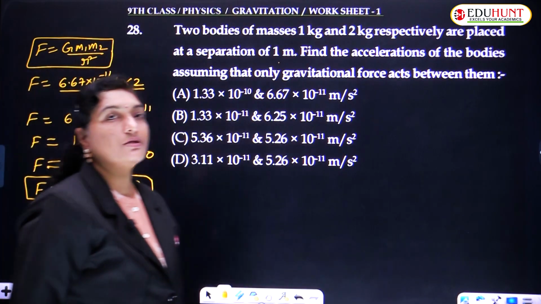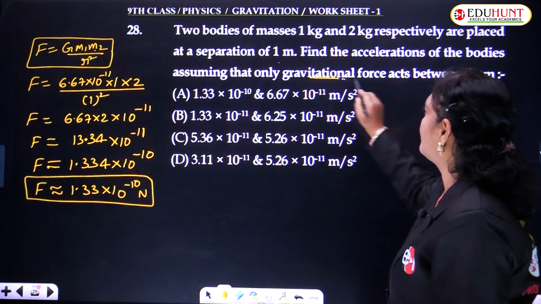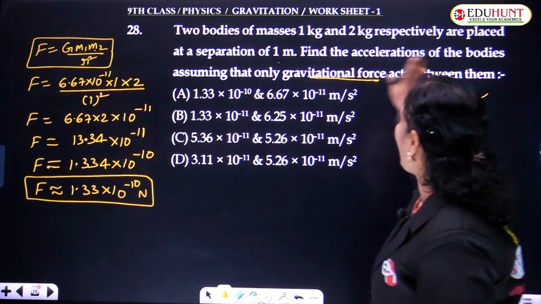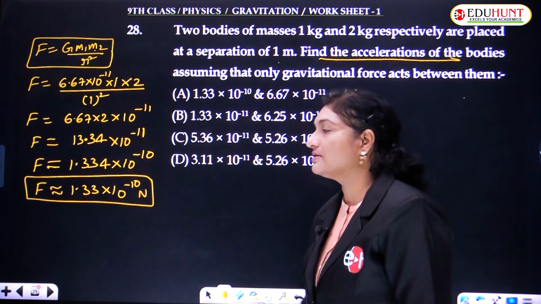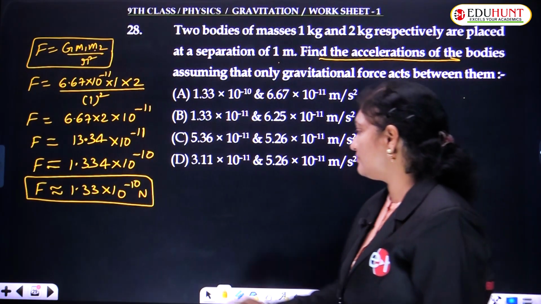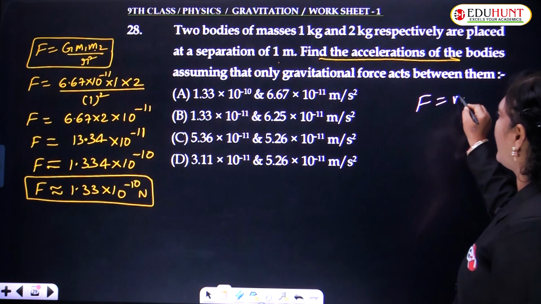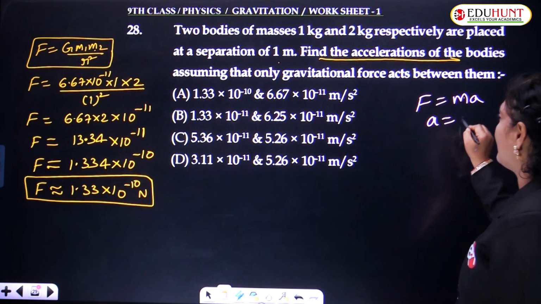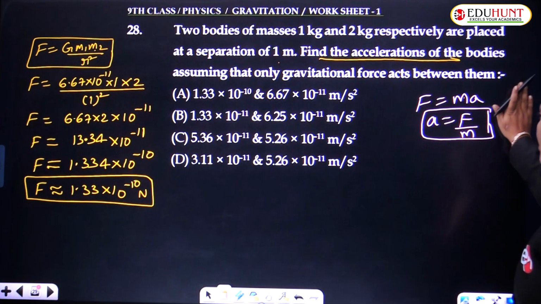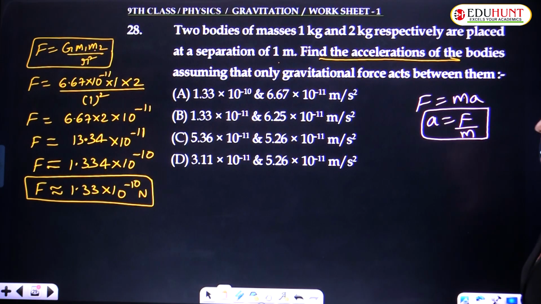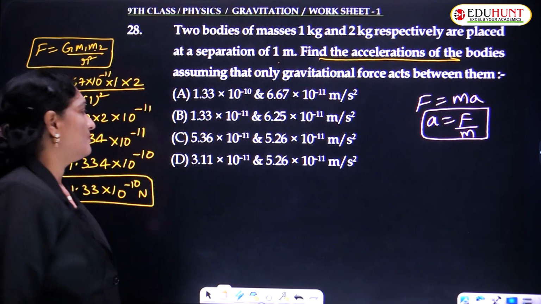But are they asking us to find the force or the acceleration? They are not asking us to find the force. They are asking us to find the accelerations. Find the acceleration of the bodies. So, nowhere are you asked to find the force. So, what is the formula to find acceleration, children? As we know that F is equal to ma, so acceleration a must be equal to F by m. So, how to find acceleration? By applying the formula a is equal to F by m. We have to find the acceleration of the first body as well as the acceleration of the second body.